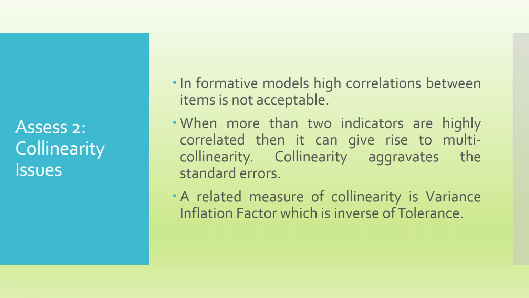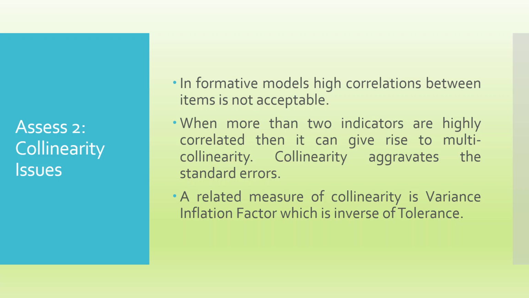The second assessment which we have to do is in formative models: high correlation between the items is not at all acceptable, which we have discussed in the previous videos also. When I say that there is a high correlation, definitely it is a reflective model. So here our desirable thing is that the correlation should be less. When more than two indicators are highly correlated, then it will give rise to multicollinearity.